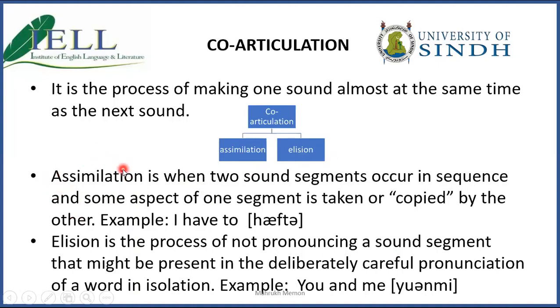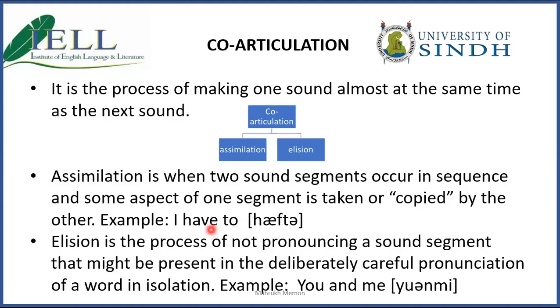Assimilation is a type of co-articulation in which two sound segments occur in a sequence and some aspect of one segment is taken or copied by the other. In this case, one sound changes itself in the presence of another sound. We've already discussed this concept, how certain sounds can change how they are realized in certain environments, in certain contexts. By environment or context here, we mean the surrounding sounds, how the surrounding sounds influence that particular sound. So if one sound is changed in the presence of another particular sound, that is called assimilation. Assimilation is a type of co-articulation because it is necessary for assimilation to have two sounds, as one sound influences another sound.